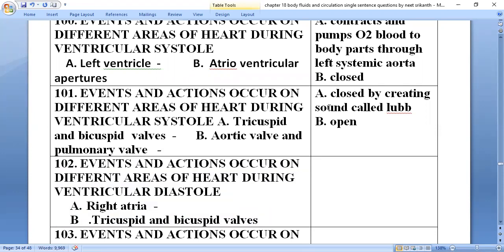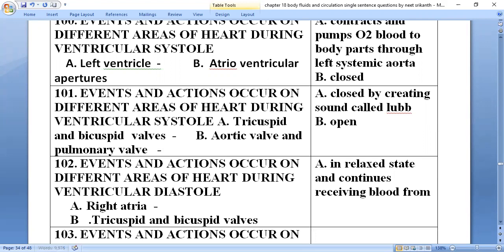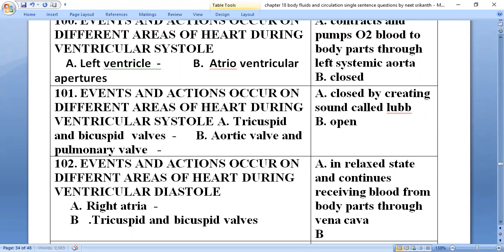Next, events and actions occur in the different areas of the heart during ventricular diastole. During ventricular diastole, right atria are also in a relaxed state. As we said earlier, during systole also it is receiving blood, and continues receiving blood from body parts through the vena cava. Okay, then the tricuspid and bicuspid valves, they are open at this time.